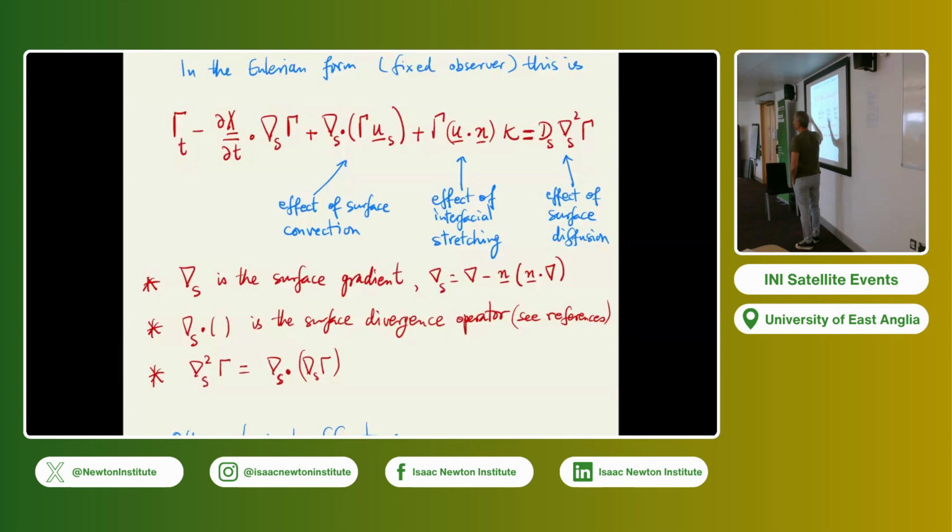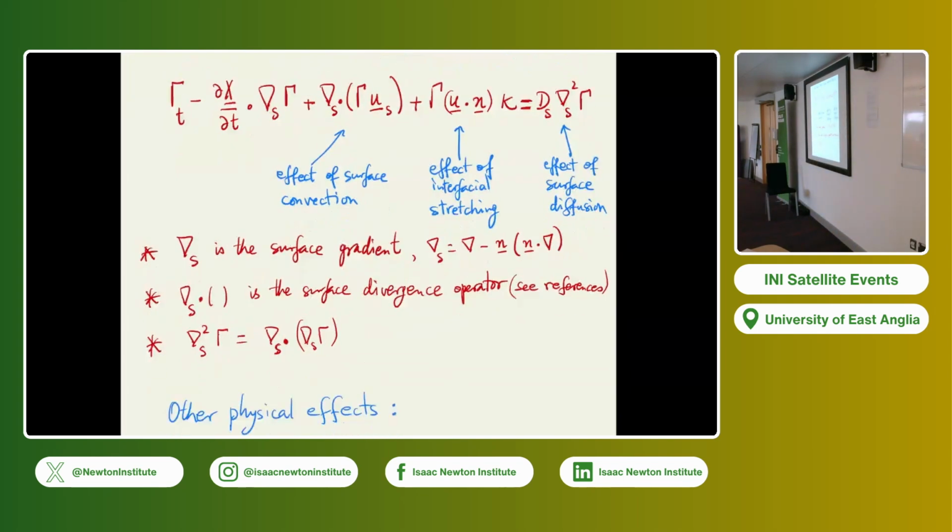Then I have various effects. One effect is surface convection, because there's a velocity at the interface, so it will move surfactant around. Then there's interfacial stretching. When the interface stretches, the local surfactant concentration will change, and then there could be diffusion. And you can work all of these things out using differential geometry. It's not hard to do.